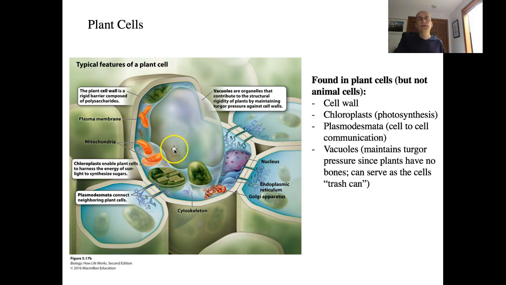It can also serve as what some people call the trash can of the cell. So plants can sequester molecules into the vacuole that are either harmful or that are no longer or currently not needed. And so they can sort of be placed there for now.